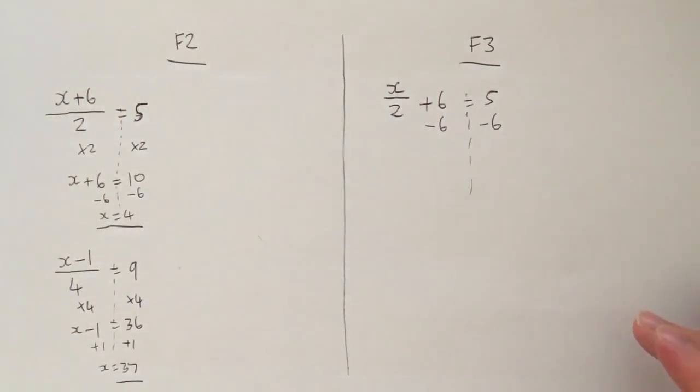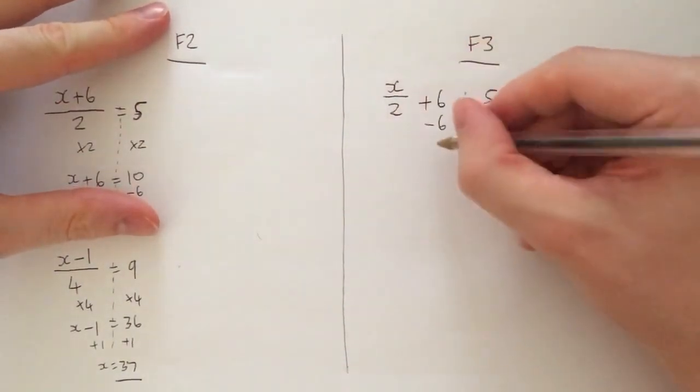Say them out loud to yourself and say, what was the last instruction I said? And that is the one you deal with first when solving. So x over 2 hasn't changed.